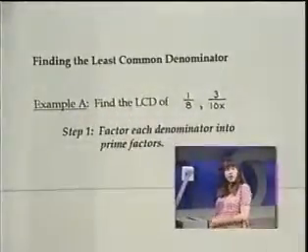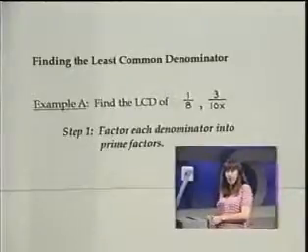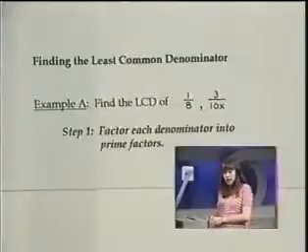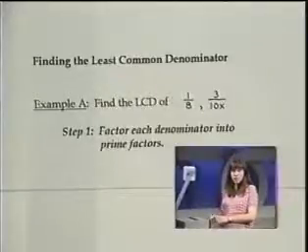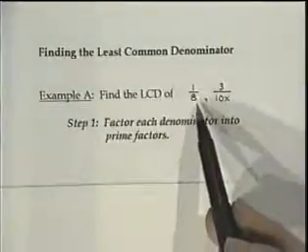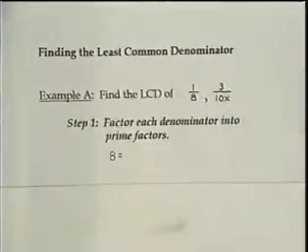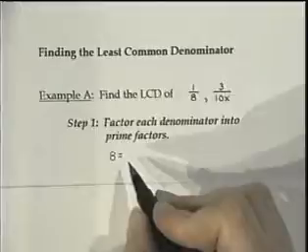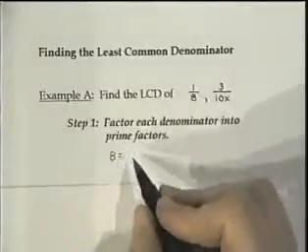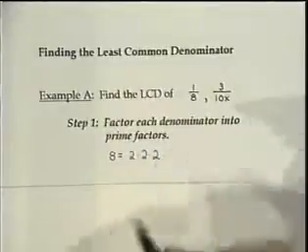Well, the first thing we're going to do, step number 1, is you want to factor each denominator into prime factors. The first step, whenever you find a least common denominator, is to factor each denominator into prime factors. So let's do that. Our first denominator is 8. Remember what prime means. Prime means broken down as far as possible, or not divisible by any number but 1. So the prime factors of 8 is actually 2 times 2 times 2.